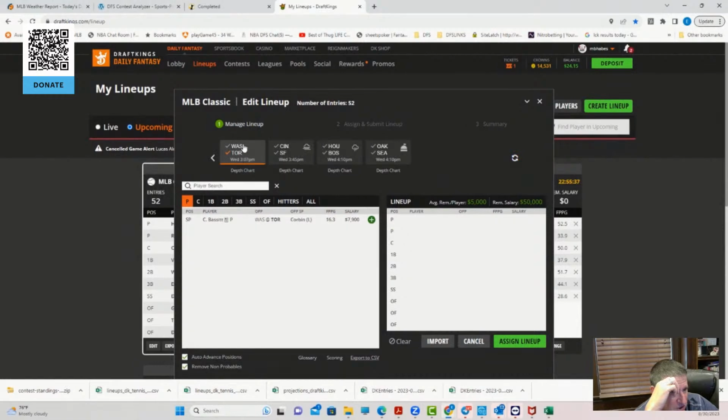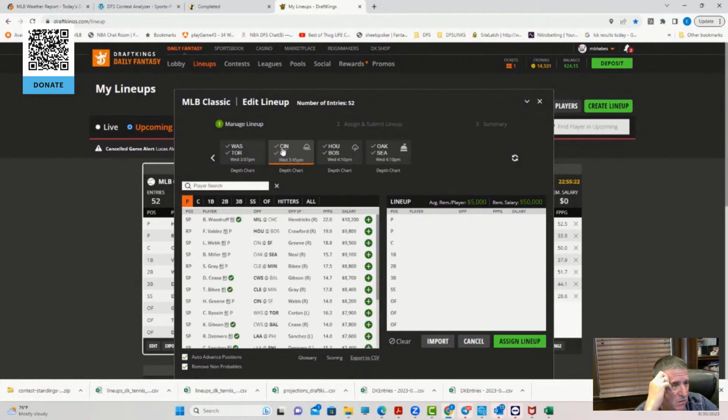Then we look here, Washington, Toronto. Corbin, probably want to attack him, playing Toronto guys. Cincinnati, San Francisco. Hunter Greene is always a good play. He's pretty cheap. He's probably going to be one of the best projected plays, I imagine, as maybe will Logan Webb.